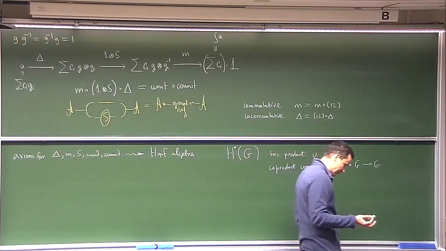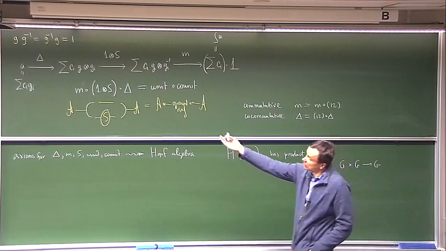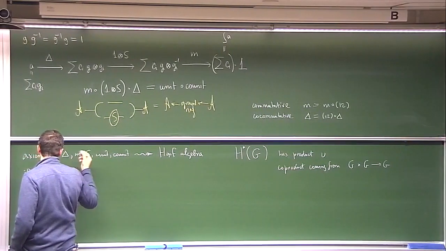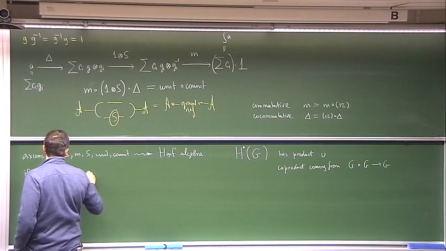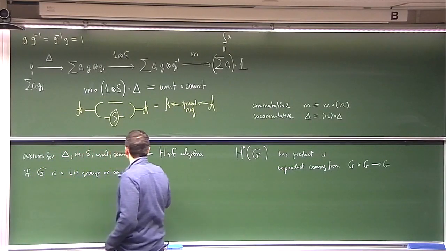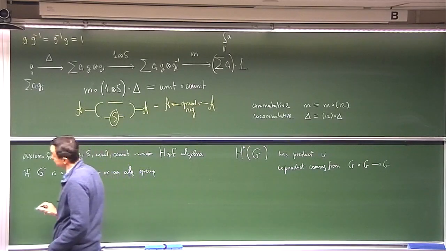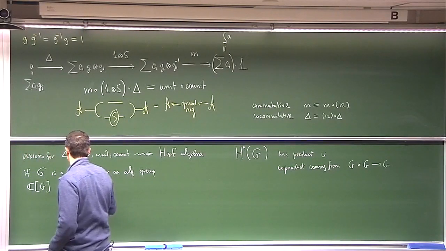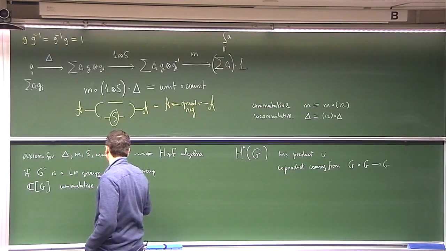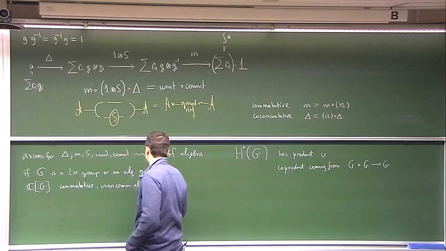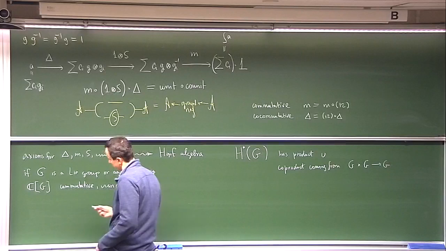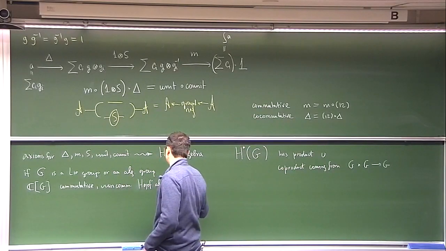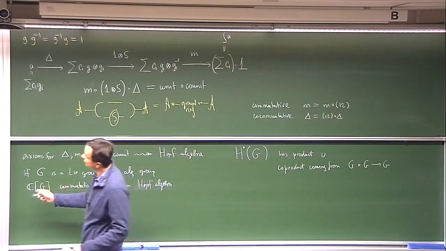So functions on an algebraic group is an example of a Hopf algebra. Infinitesimal analog of a group algebra. So if G is now a Lie group, or an algebraic group, then, like I said, the regular functions on the group, this is a commutative, non-co-commutative Hopf algebra. And the dual notion, so this is the group algebra.